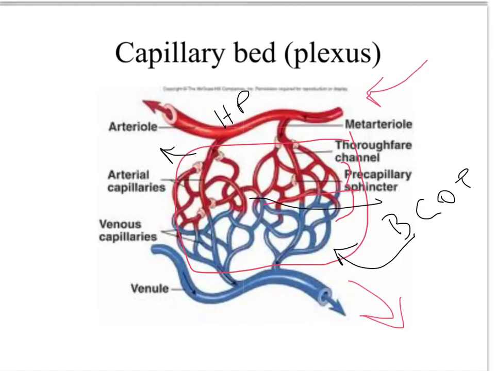There's not a perfect line of demarcation, but they do this in red and blue just to make you understand that you have an arterial side of the capillary bed and a venous side of the capillary bed. And again, it's talking about direction of flow.